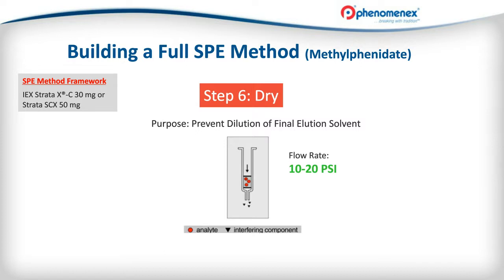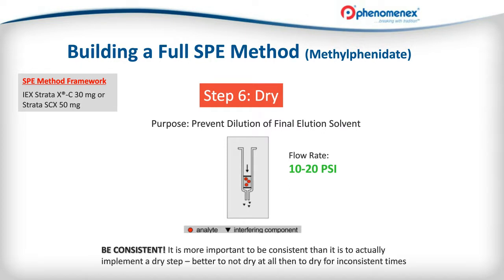What's worse than not drying is drying for an inconsistent period of time. So I always recommend sitting there with a stopwatch and measuring out, is it 5 minutes, is it 10 minutes, just being consistent about it, because a differential amount of drying is going to give you a differential amount of dilution of your final buffer, which could possibly give you irreproducible results. So be super, super consistent about your drying step.